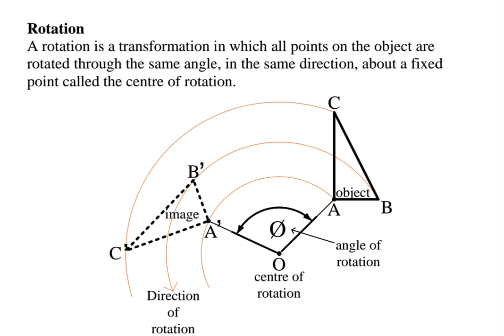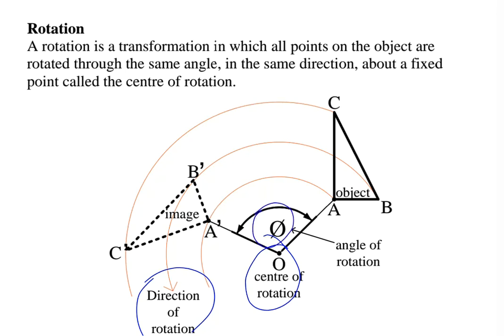Okay, rotation. A rotation is a transformation in which all points on the object are rotated through the same angle in the same direction about a fixed point called the center of rotation. All right, so here we can see that a rotation has three components. There is the direction of the rotation, there is the center of rotation, and there is the angle of rotation.